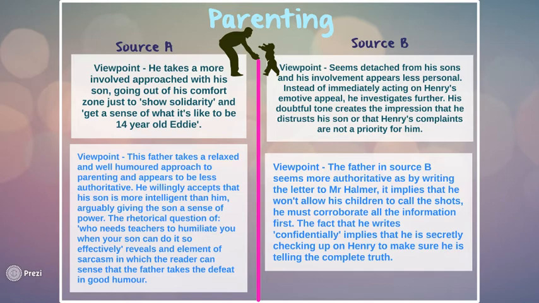On the other hand, for source B, Henry's father does seem quite detached from his sons. He seems to have a less personal relationship with them. We know from question 3 that Henry's letter was incredibly emotive, but the father doesn't immediately act on that. He investigates it further. So we almost get the sense that he's a bit doubtful. We get that sceptical tone, which tells us that maybe he distrusts his son, or that he doesn't really care about the fact that Henry's complaining and not very happy.